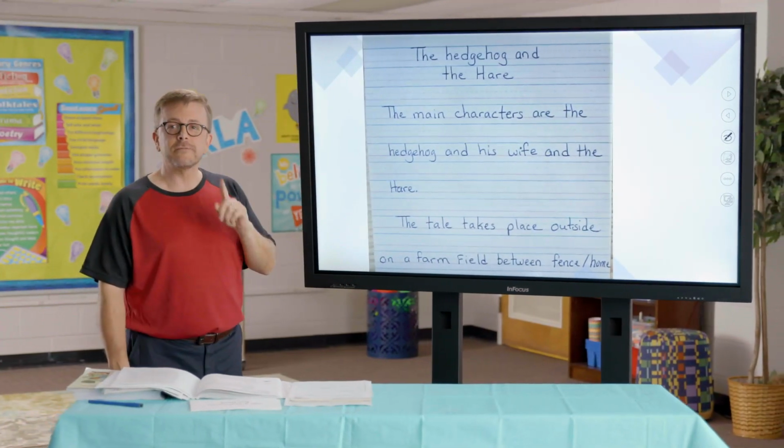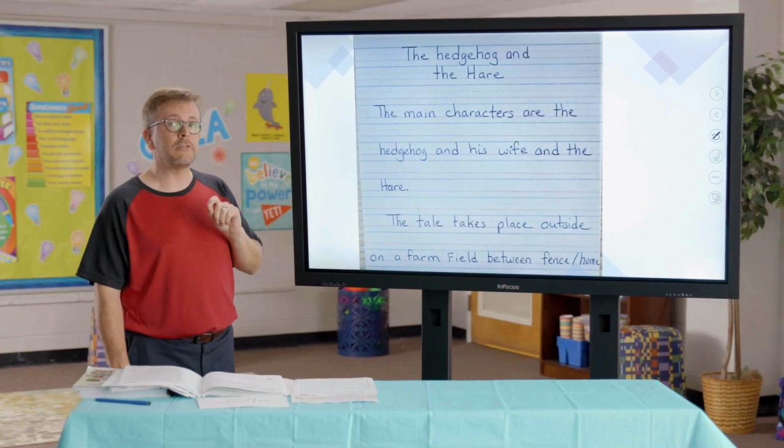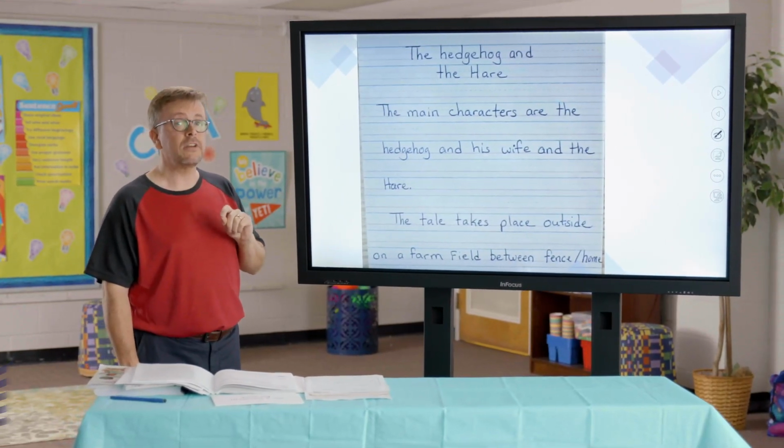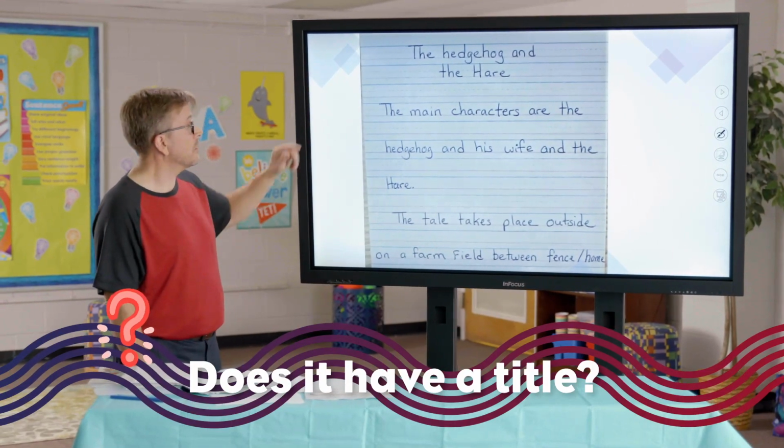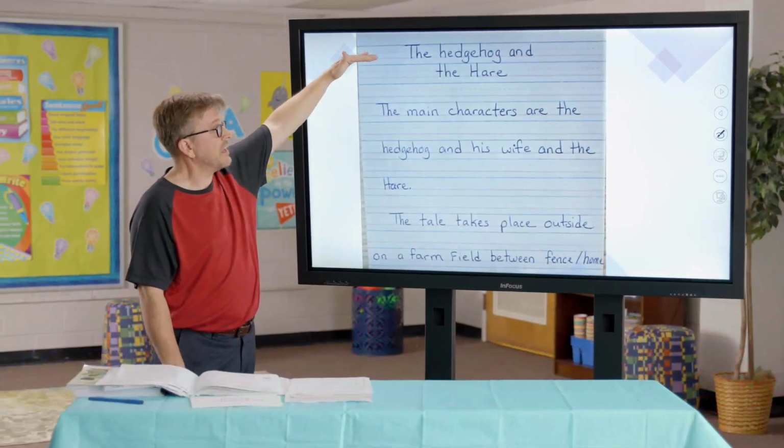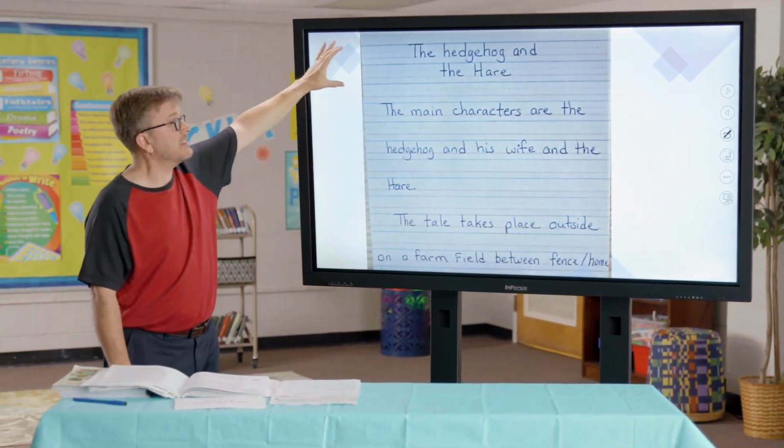And I want you to look at the first checklist item on 13.1. It's going to ask you, does it have a title? So we look at this writing and we see the hedgehog and the hare is separated from this.